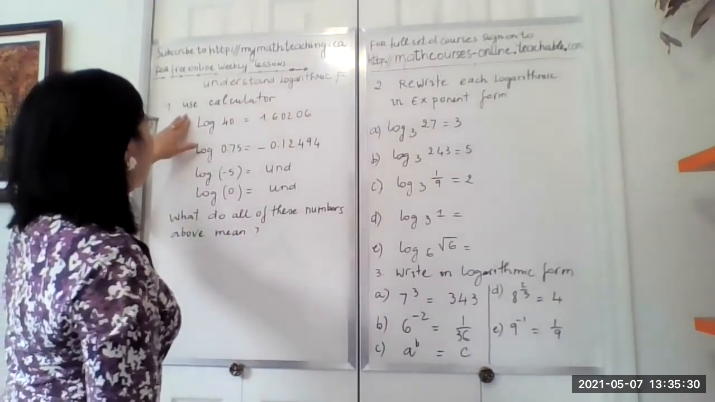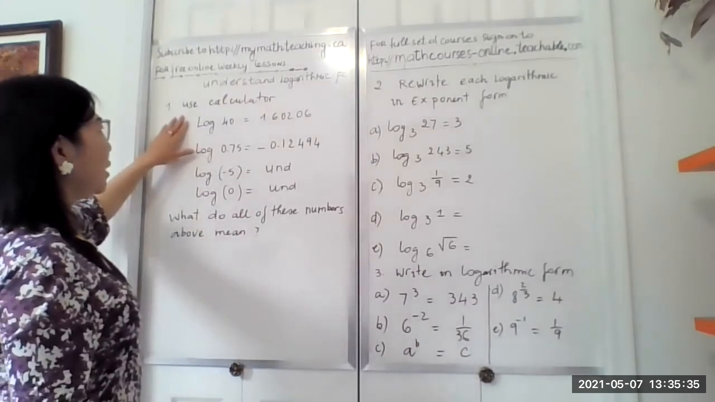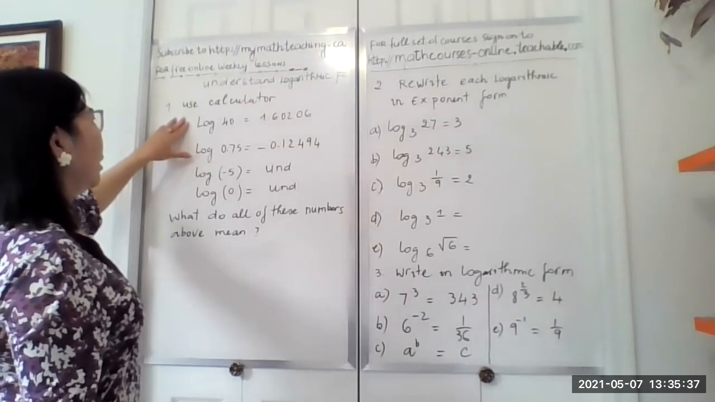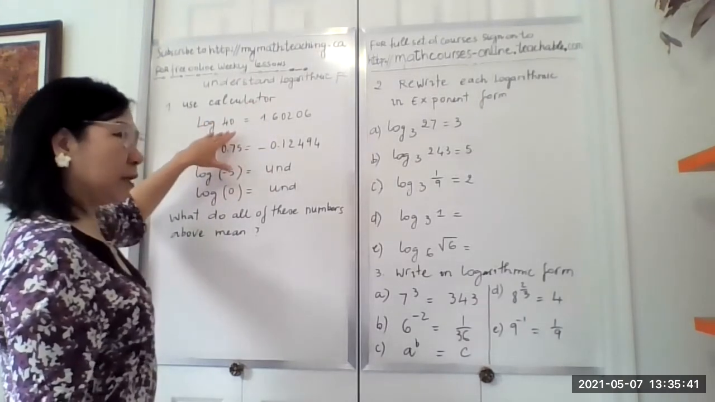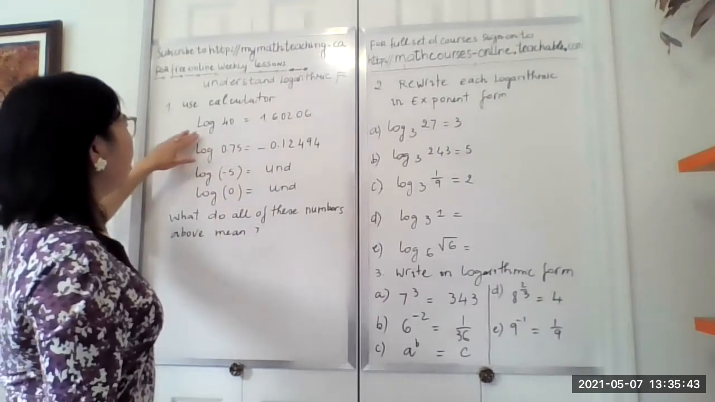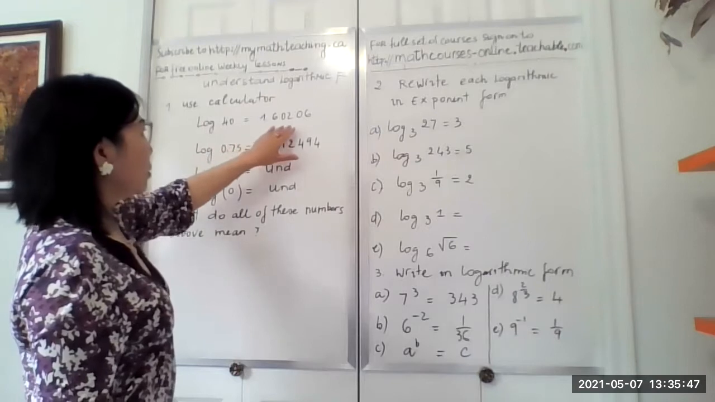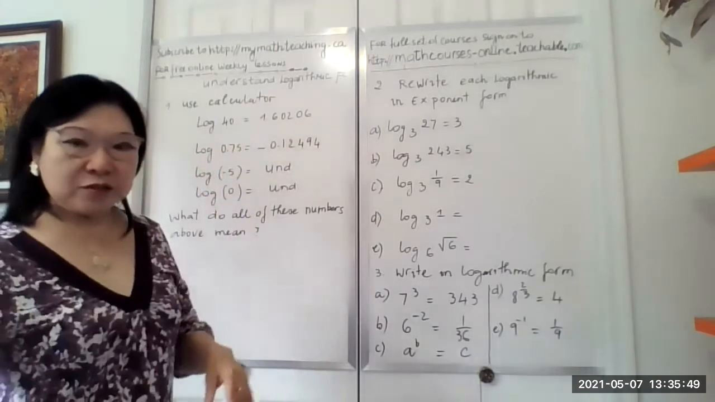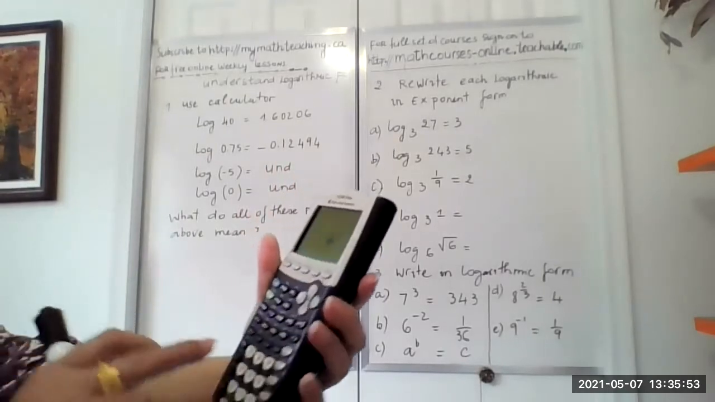The first part of the section, I would like to show you how to use a calculator and evaluate the log number. So let's say I have log 40 equals 1.60206. Let me show you on my calculator here.